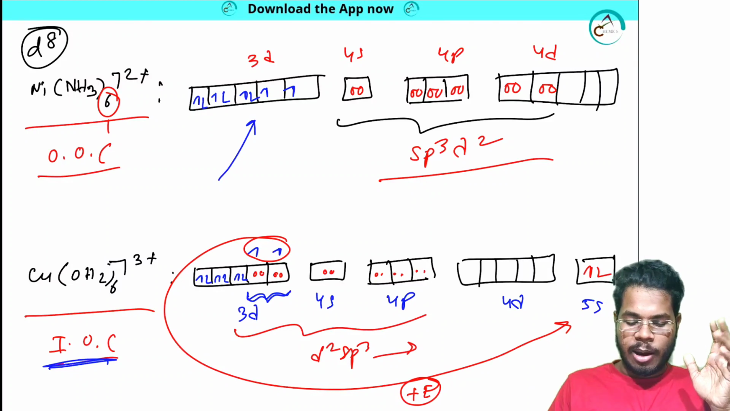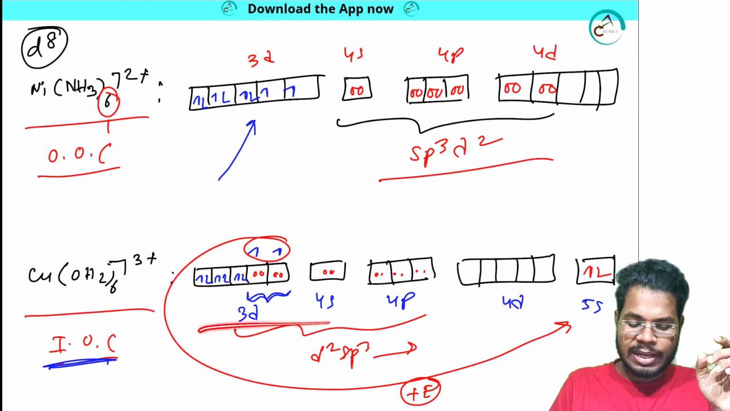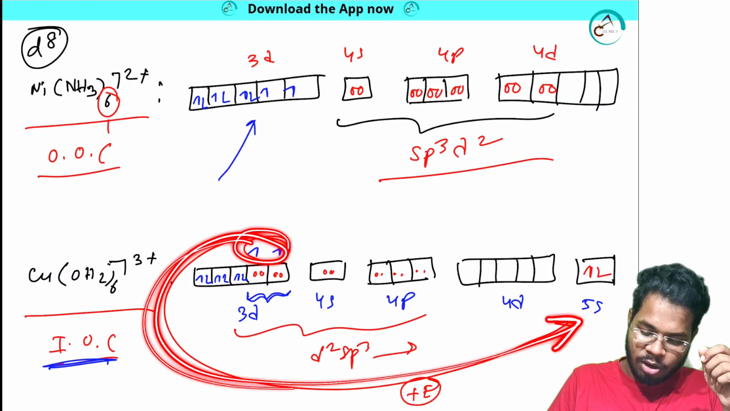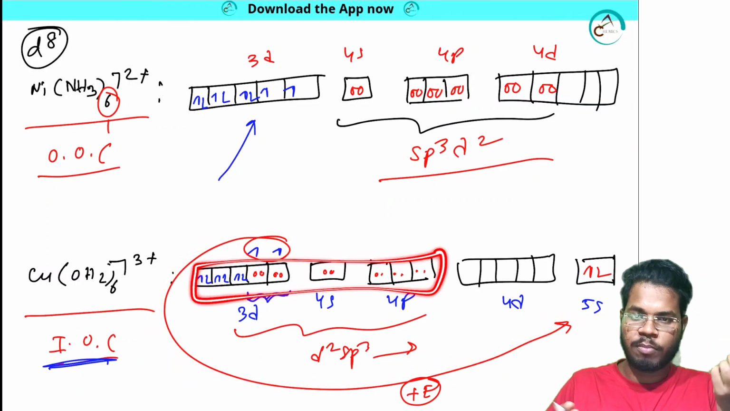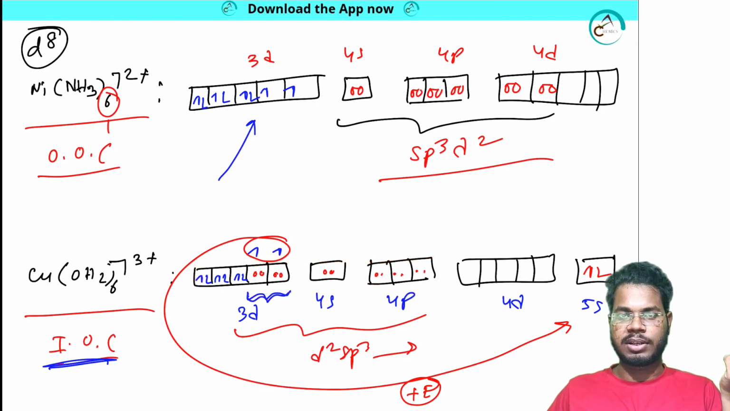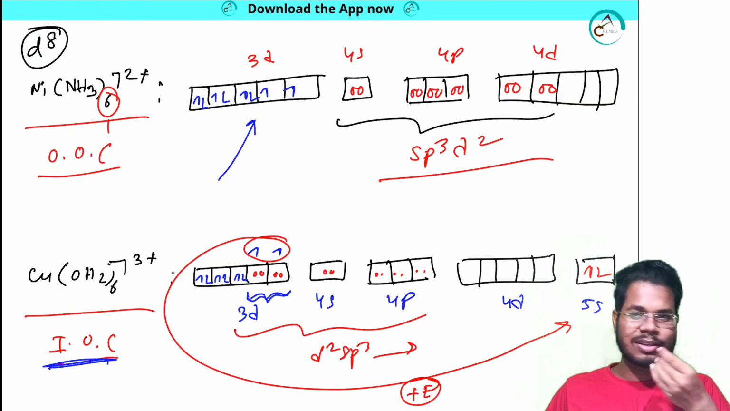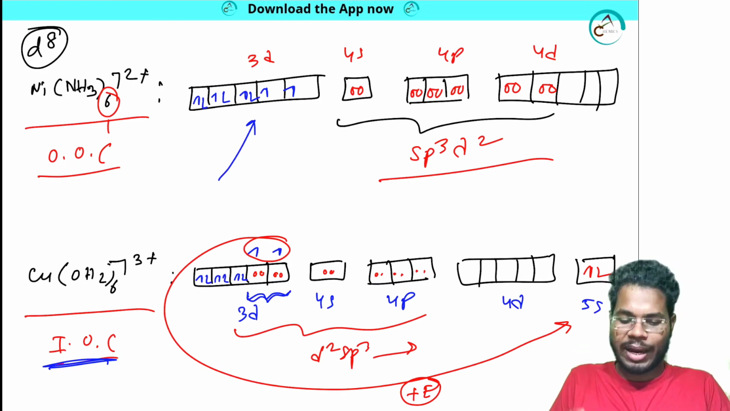Just think like that. But in the second case, whatever stabilization energy the system is getting after metal-ligand bond formation, if you want to send the electron to the 5s orbital from the 3d orbital, you need to spend much more energy than whatever energy you are getting from the metal-ligand bond formation. That means you have to invest more than your income. You are earning like 5,000 per month and you are investing 10,000 per month, then you will be in loss. So the system will not do that.